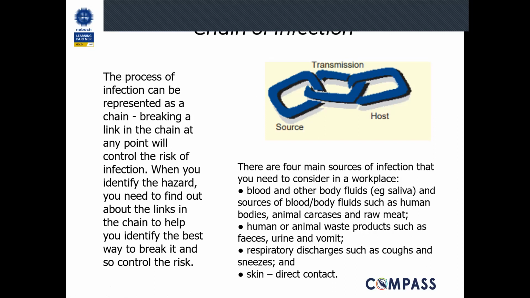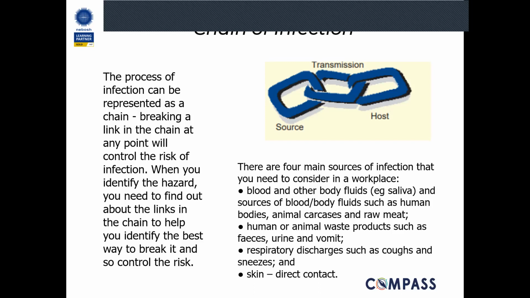So if you look at source, transmission, and host, if at some point you can do something with the source, it doesn't then transmit to a host. Similarly, if the transmission or method of movement from the source to a host is stopped, that will break the chain. And then finally, if the host is kept away from the source and has limited chance of contact with transmission, then it stops the chain of infection. So when you identify the hazard, you need to find out about the links in the chain to help you identify the best way to break it and ultimately control the risk.